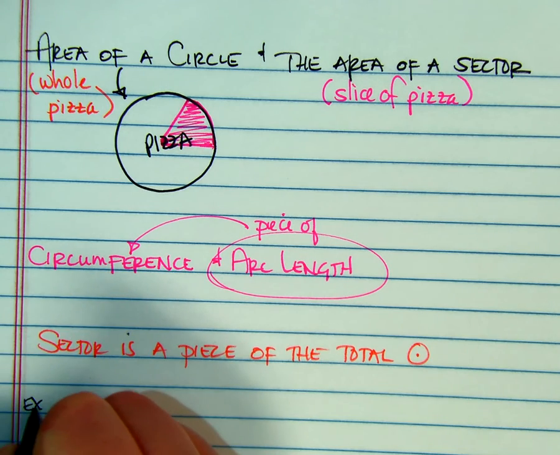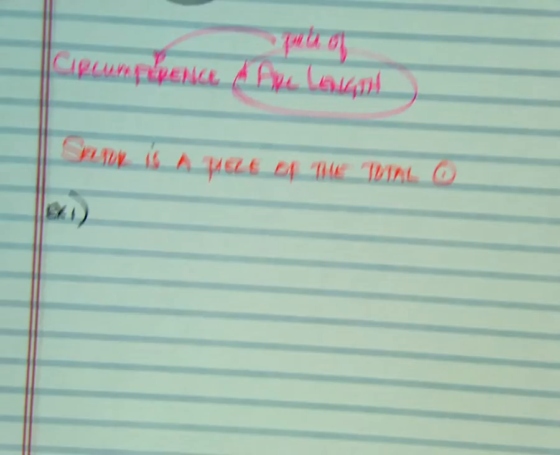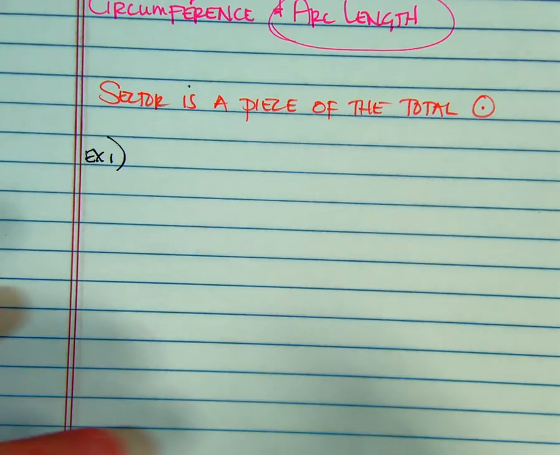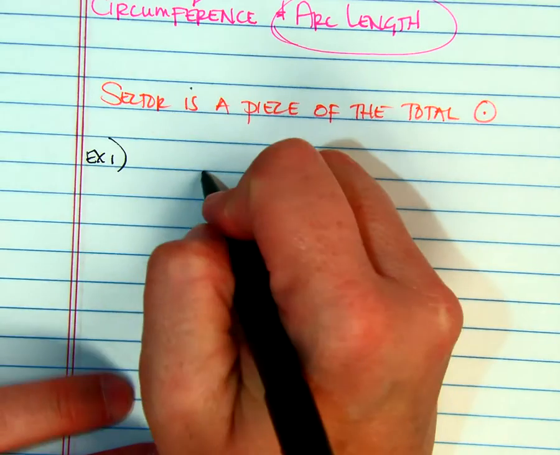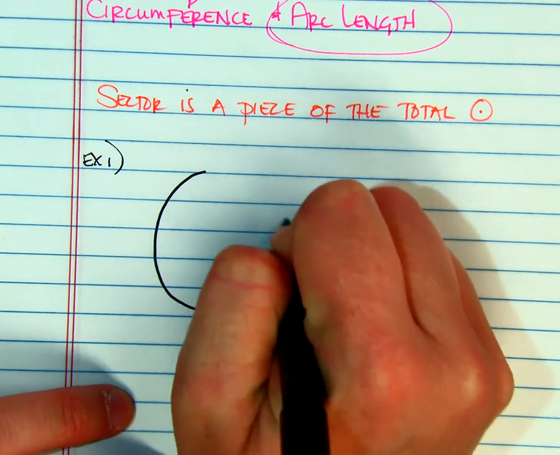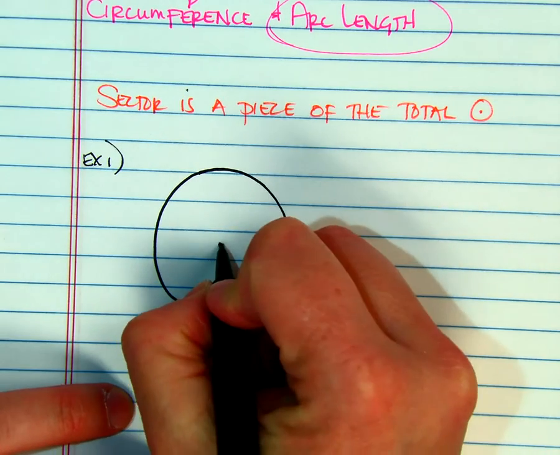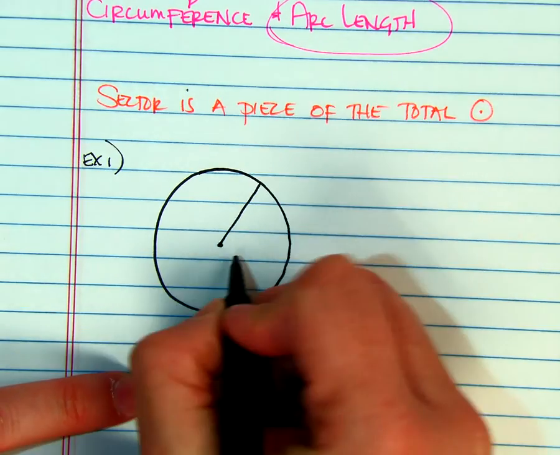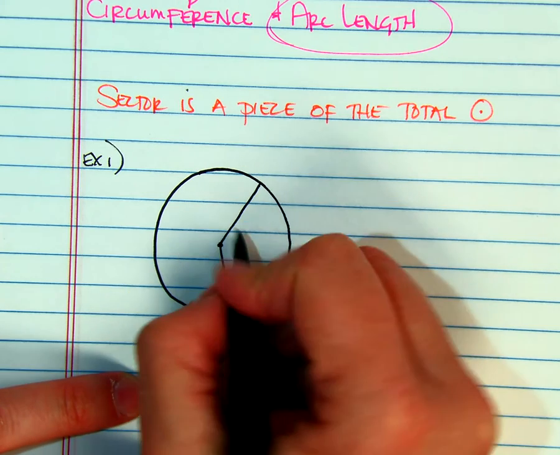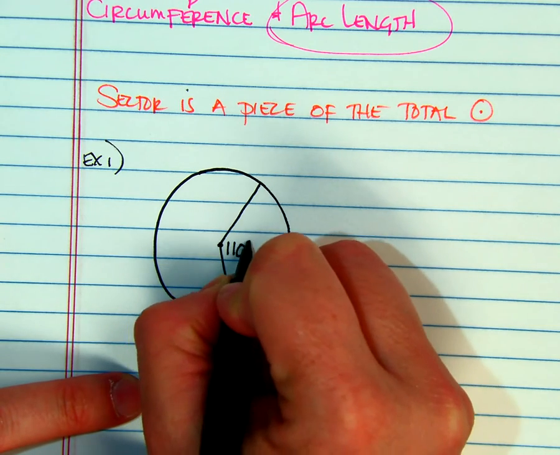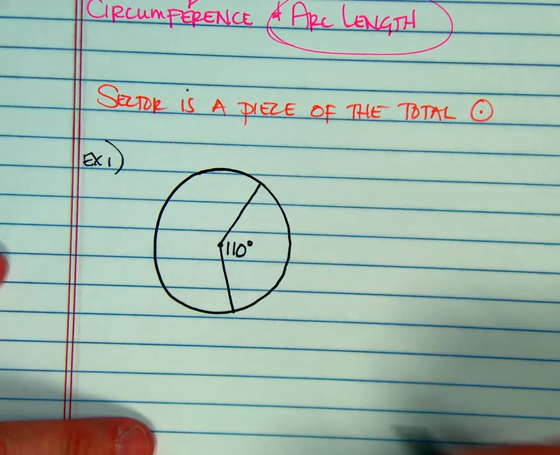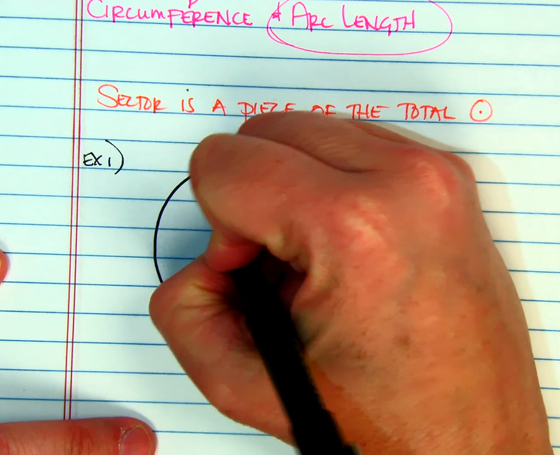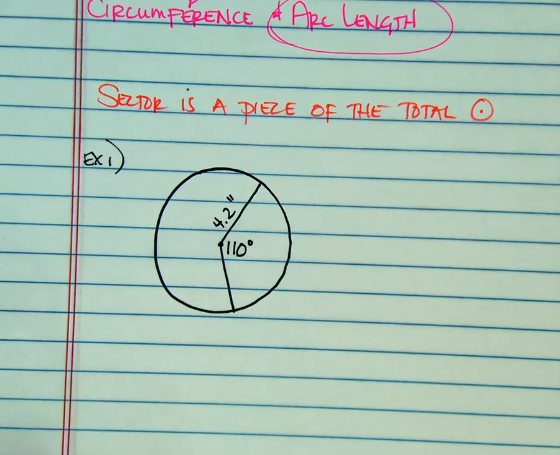So example 1. And I'm going to make these a little bit bigger because I know they got really small on the last video. Okay, so we have the center here. And let's say that this is 110 degrees, so the central angle is 110 degrees. And let's say that this is 4.2 inches.